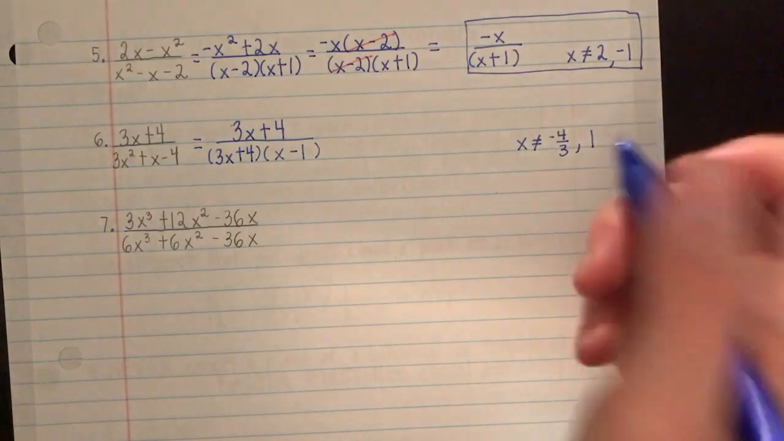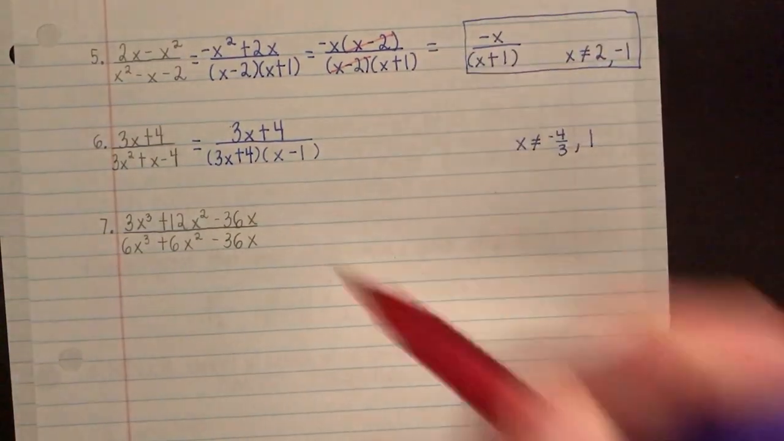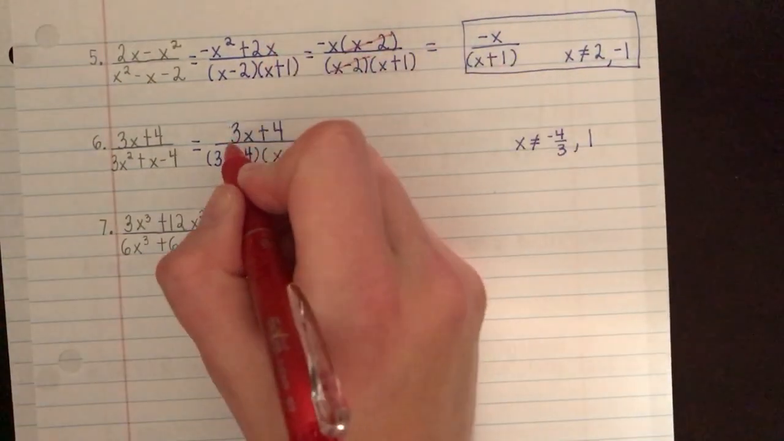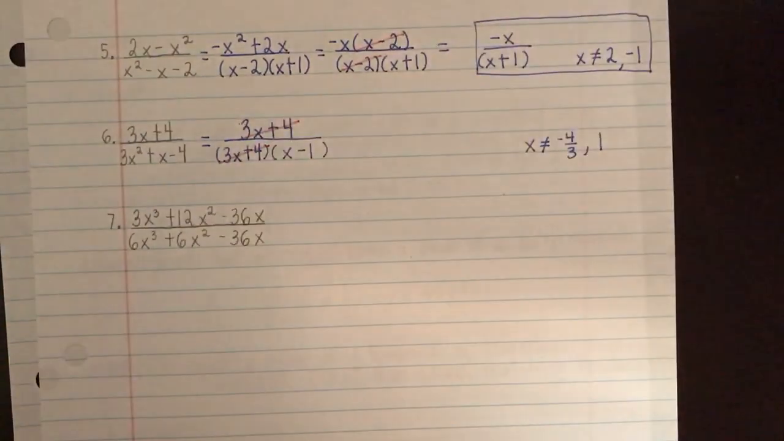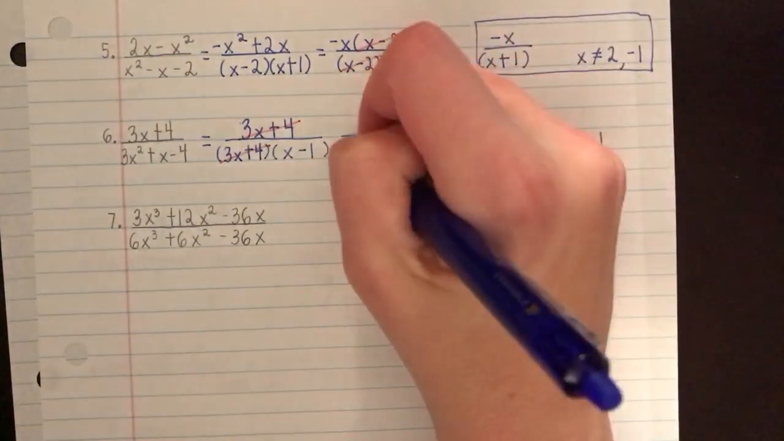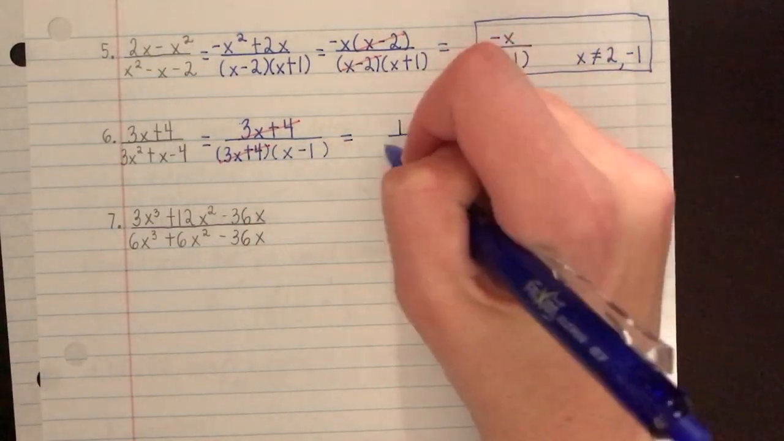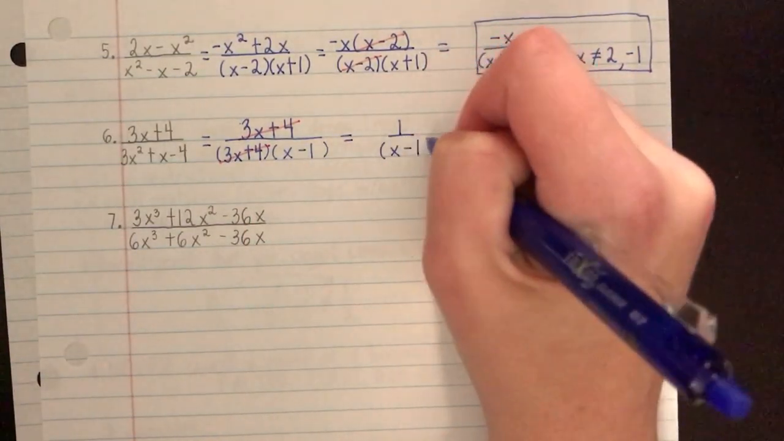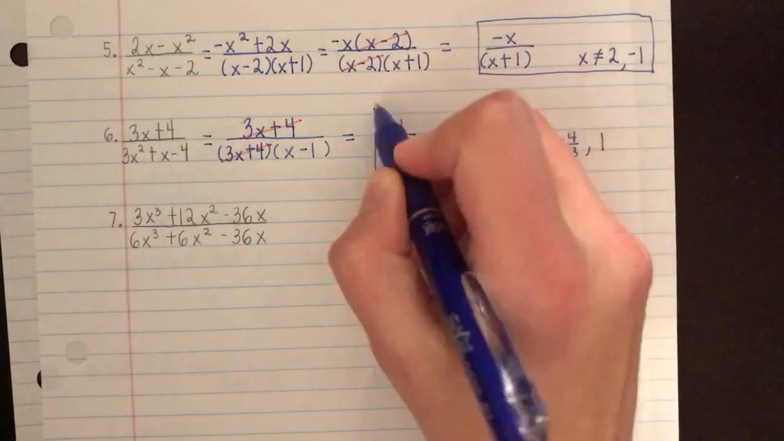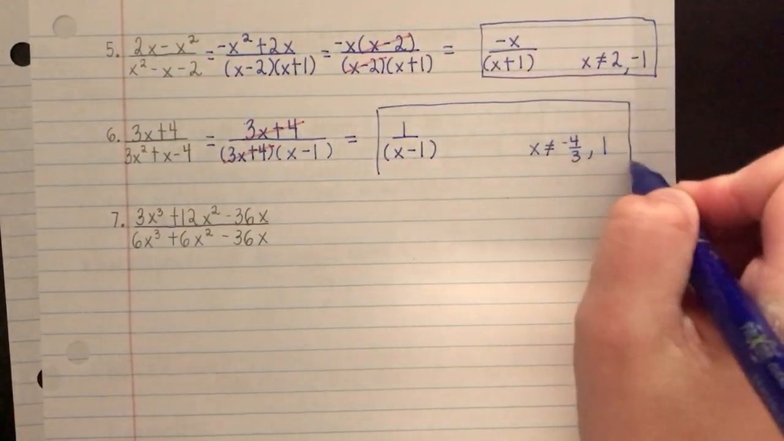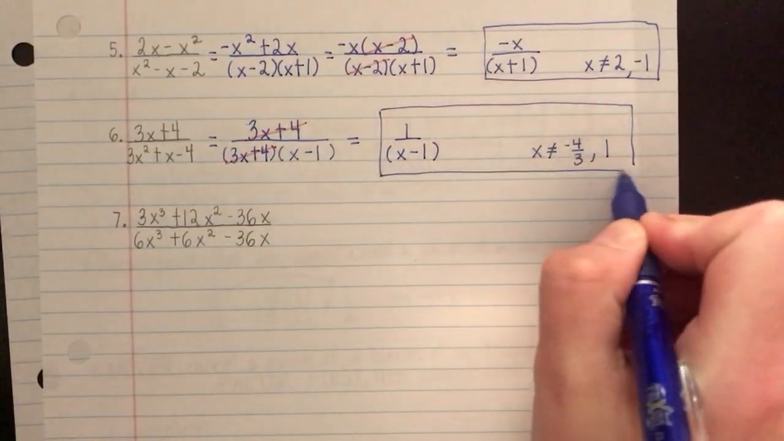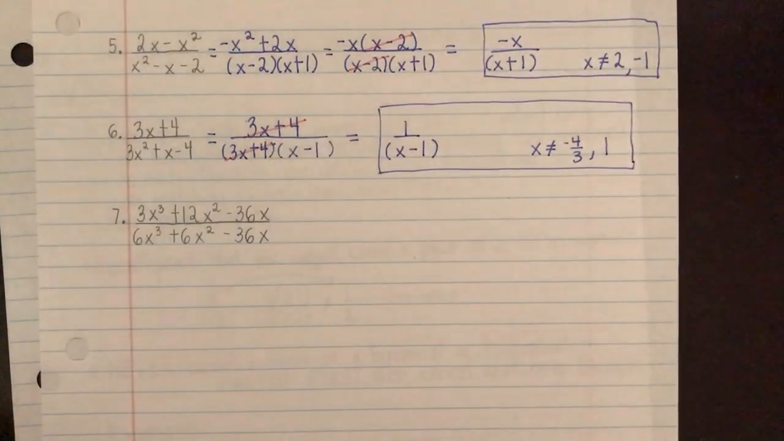Okay, so I've got my restrictions. Now I can go ahead and cancel. On top, I've got this 3x plus 4 that cancels with 3x plus 4 on bottom. Do not give that x minus 1 a raise. It doesn't deserve it. It does not get a raise. It stays on the bottom. Okay, put a placeholder of 1 on top since there's nothing else left.